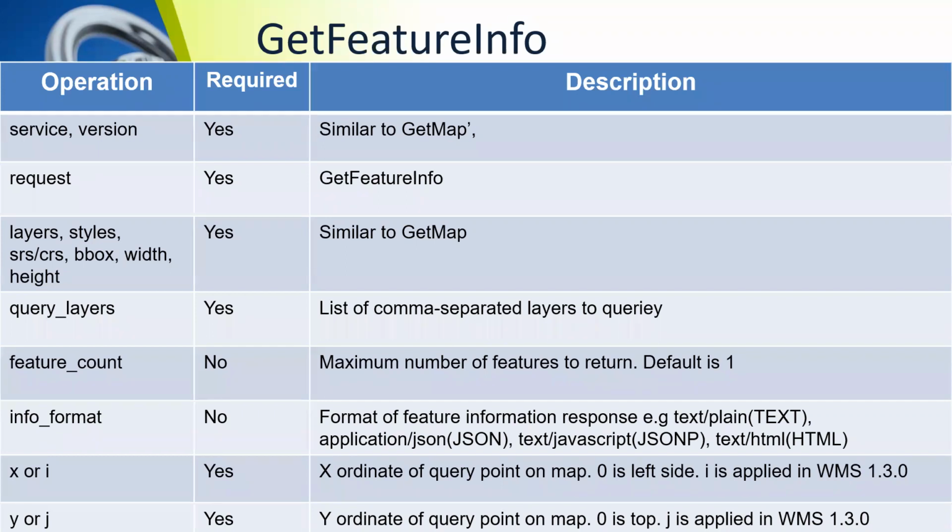The Y ordinate, similarly, just like the X ordinate, is a query for the Y value in the map. In this case, the Y represents the top, so when it is 0, it is at the top. Remember, this also tells us the coordinate system that it is using. It is using a coordinate system for the screen, whereby the point of origin is at the top left. That's why 0 for Y is the top part, and 0 for X is the left part. So that is on GetFeatureInfo.